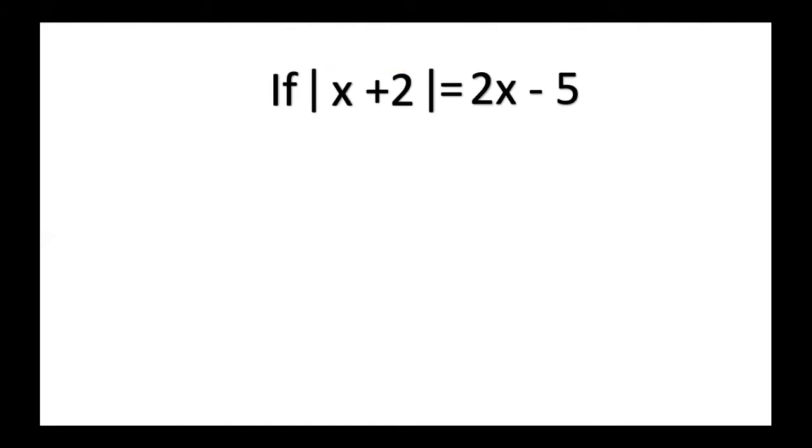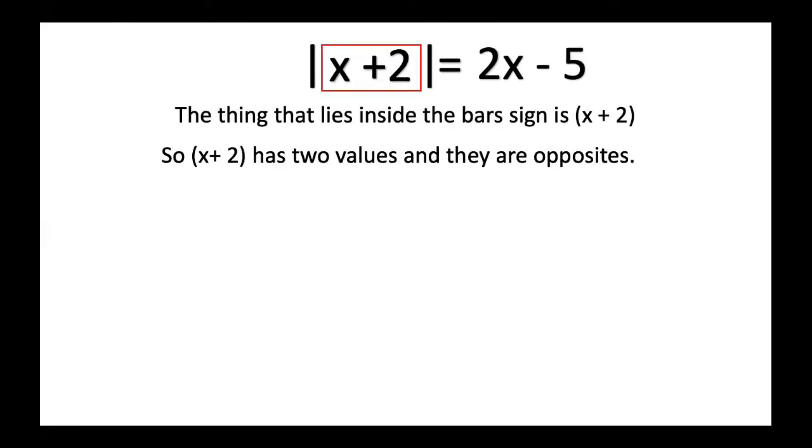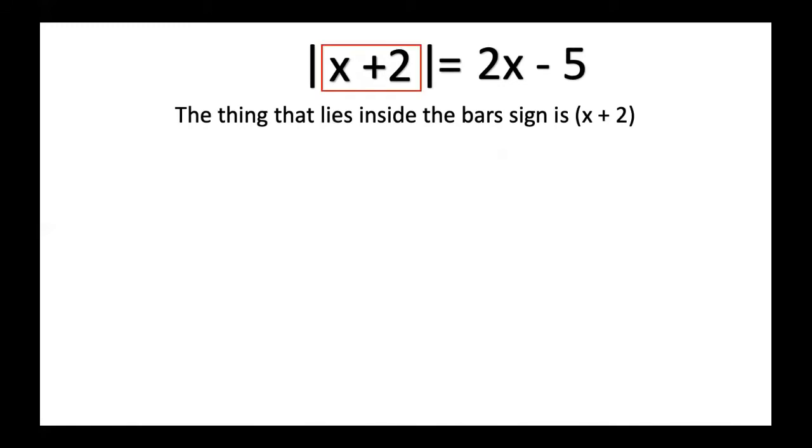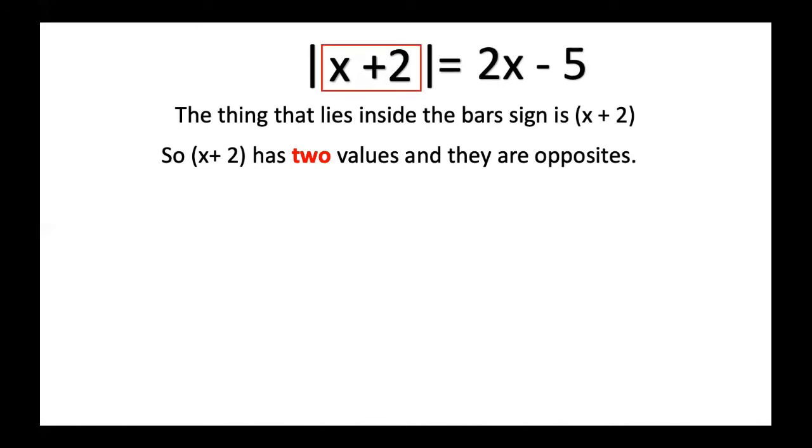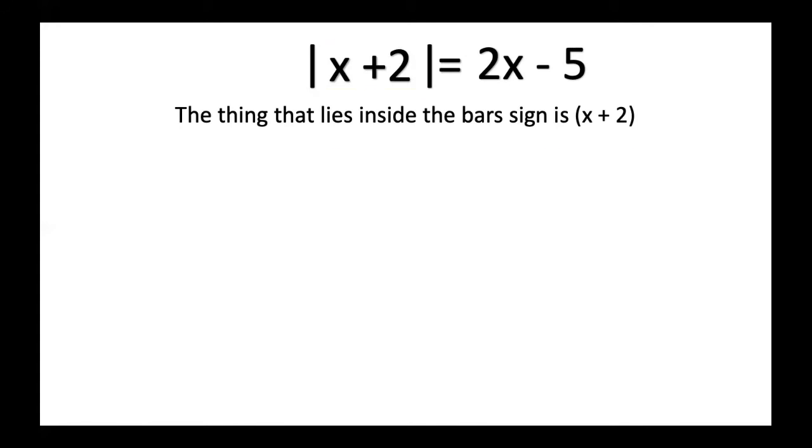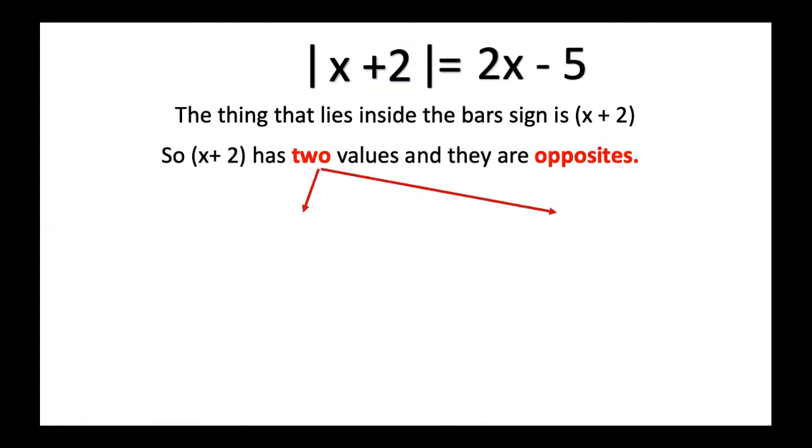Now, what if we have the absolute value of x plus 2 equals 2x minus 5? Just like the previous one, keep in mind that everything inside the bar sign has two possible values. Here, the thing inside the bar sign is x plus 2. So x plus 2 has two values and they are opposites. Now let's solve this.